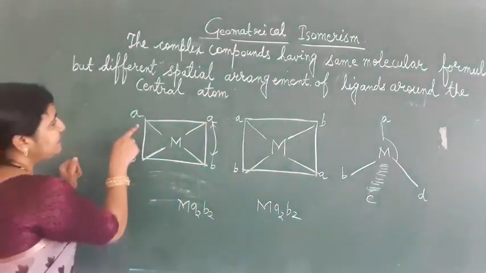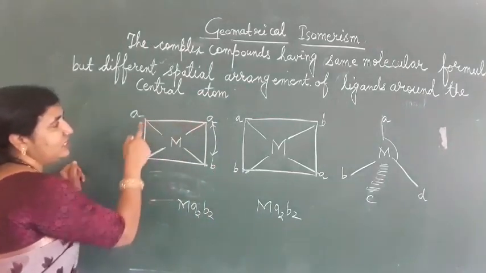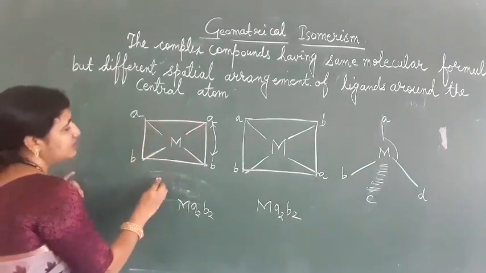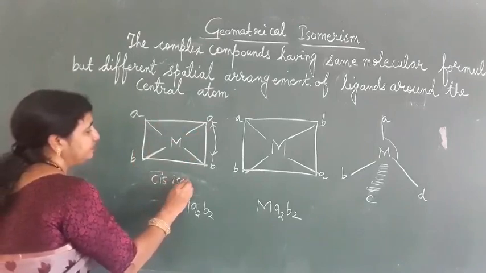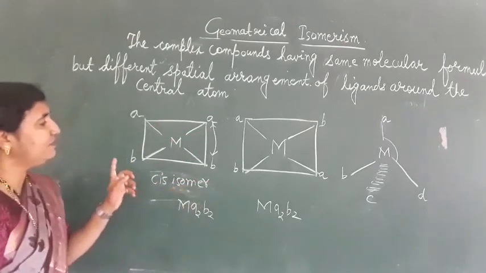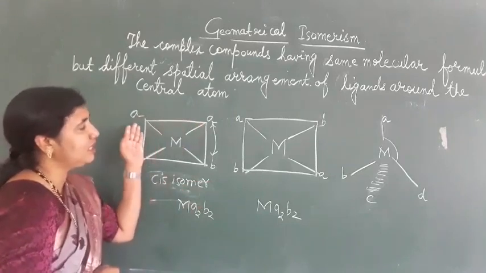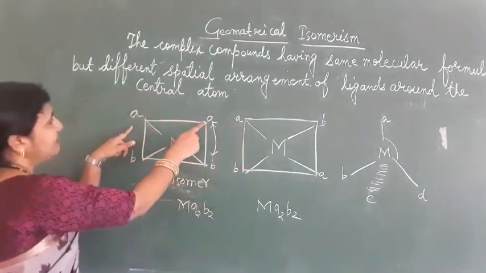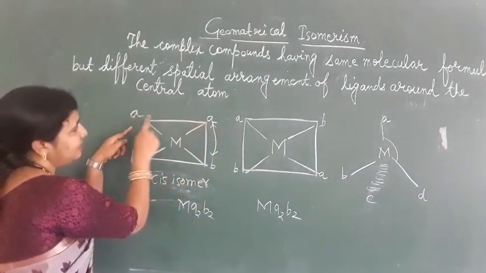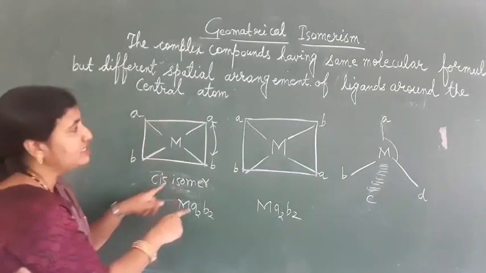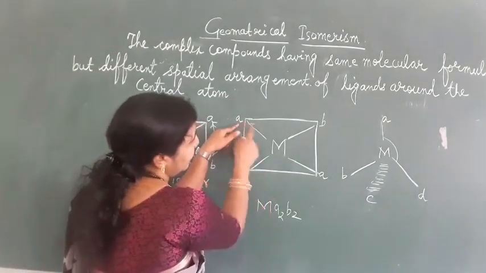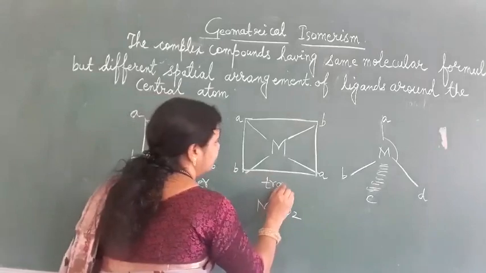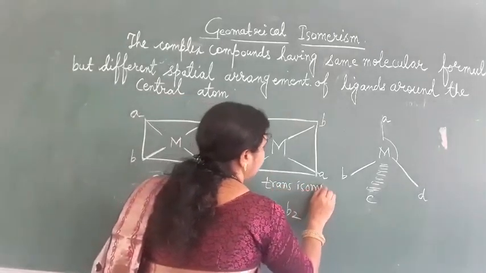See here. If the two same ligands are adjacent to each other, side by side, this is called cis form or cis isomer. If the two same ligands, A and A here, are adjacent to each other, then it is called cis isomer. And if the two same ligands are opposite to each other, it is called trans isomer. What is it called? Trans isomer.